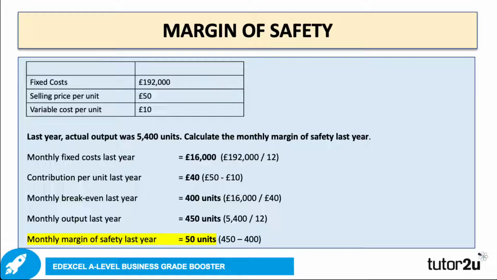The monthly output is 450 units. We were told last year actual output was 5,400, so we divide that by 12. And the actual output minus break even is our margin of safety. So that was a really interesting one to do because obviously we got two completely different answers. 50 is the correct answer. If you got 600, there was some element of understanding there, but you just didn't go the final stage and read the question fully. That's why it's so important to always show your workings out.